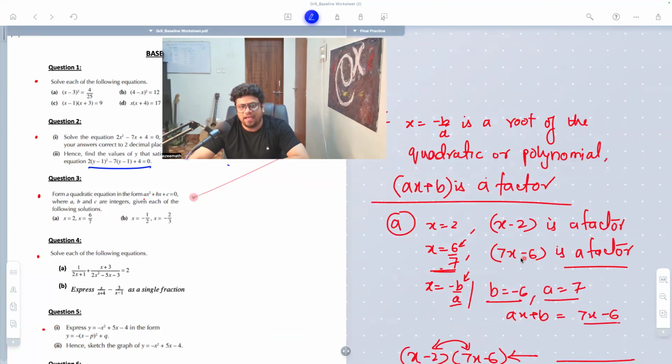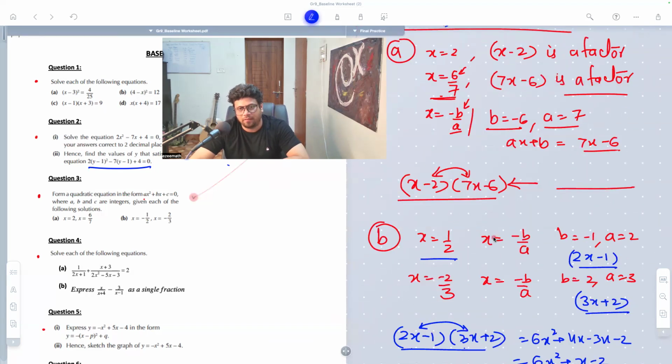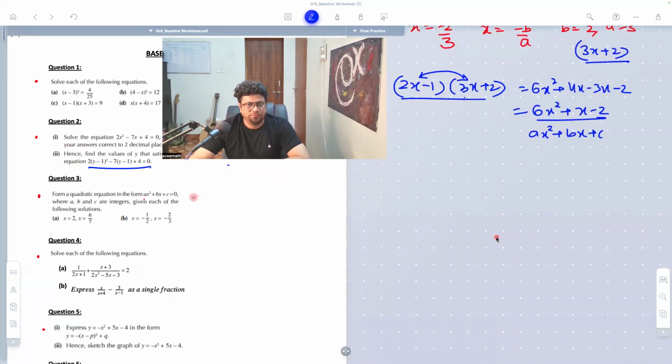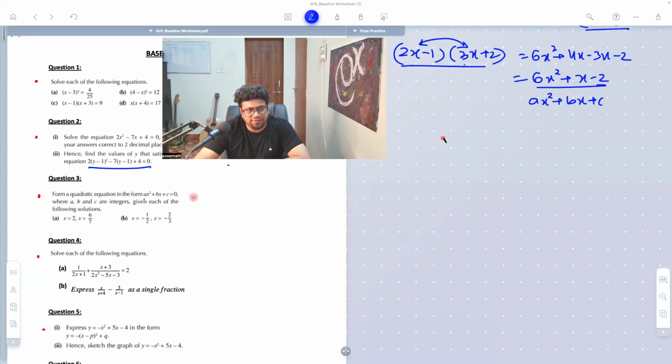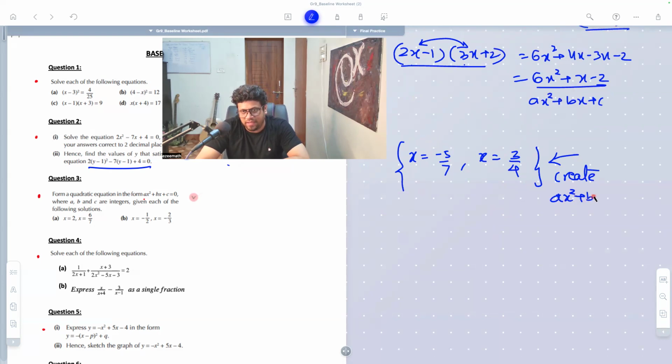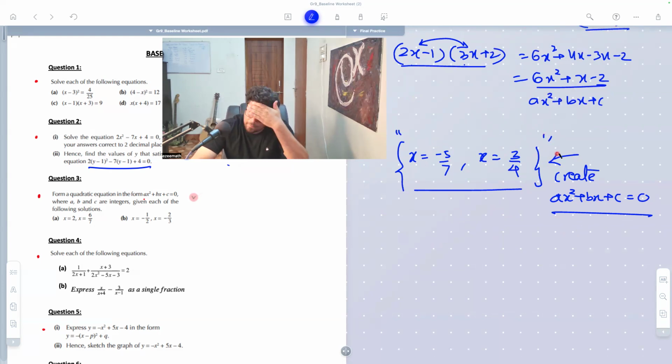And the idea is if x equals minus b by a is a root, ax plus b is a factor. Okay. And for your practice, you can try x equals minus 5 by 7, and x equals 3 by, let's take a 4, and create a quadratic in the form ax square plus bx plus c equal to 0 for these two roots. That's for you to do after you have been through the video.